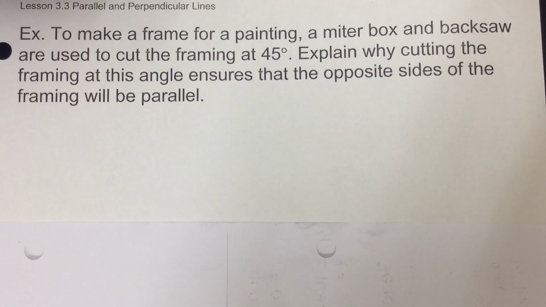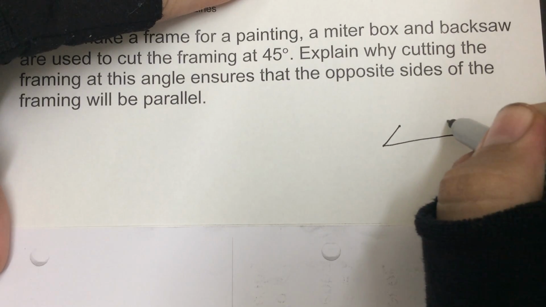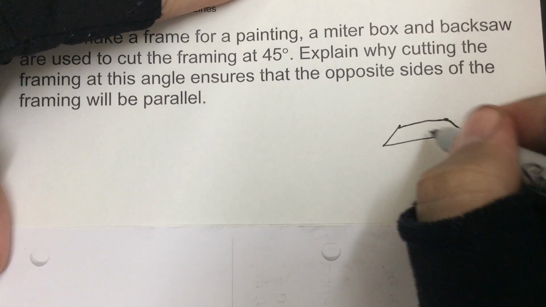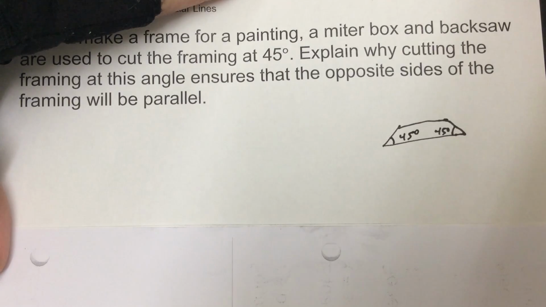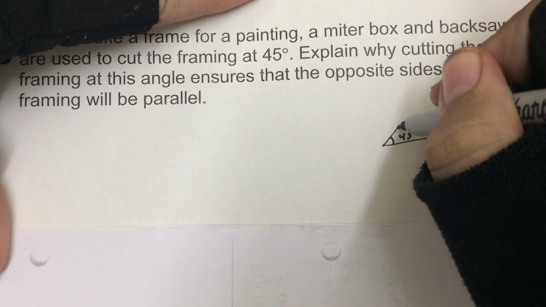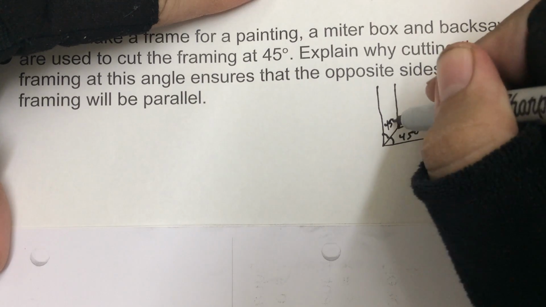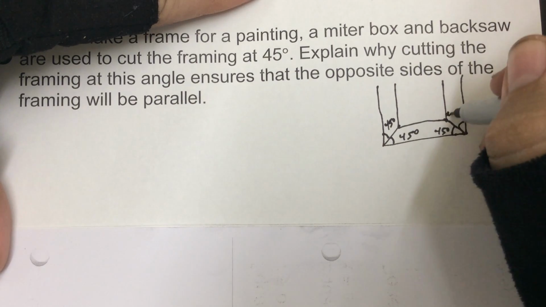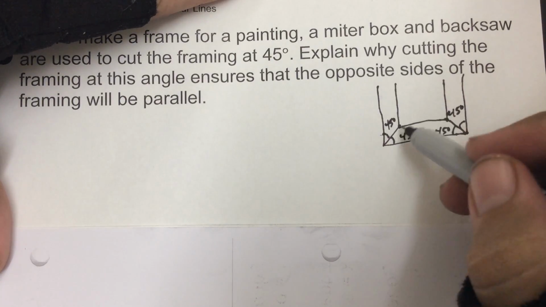So we want to make these 45-degree cuts. Explain why cutting them at this angle ensures that the opposite sides of the framing will be parallel. So if we look at our board, they're going to cut it like this, so that this here is 45 degrees and this over here is 45 degrees. So they're going to cut all those boards like that. So then they're going to fit together like this. So this here is also 45, and cutting in like that, our 45 cuts match up so that these fit in like so.